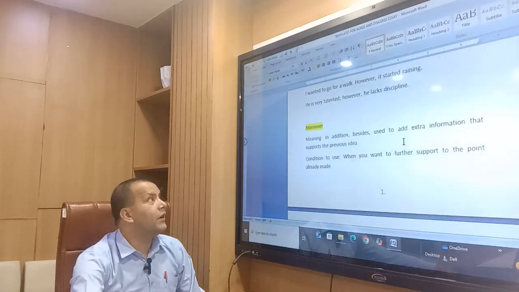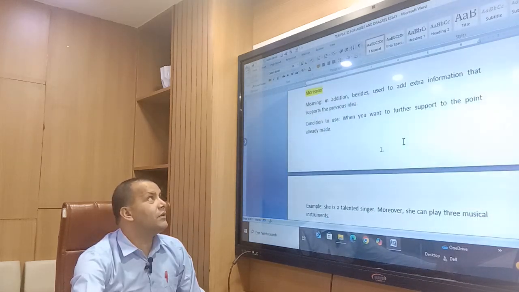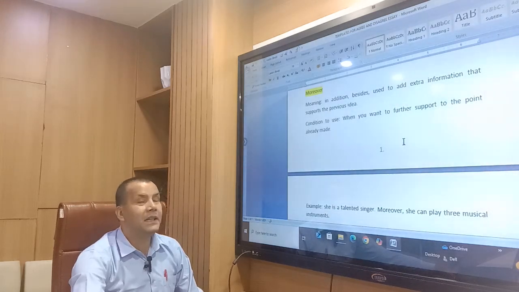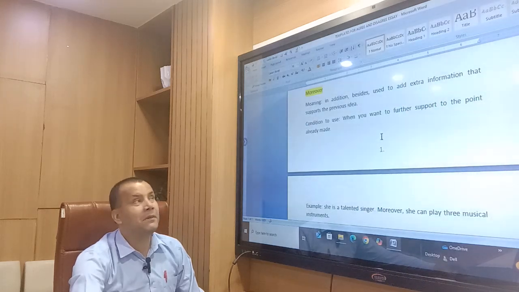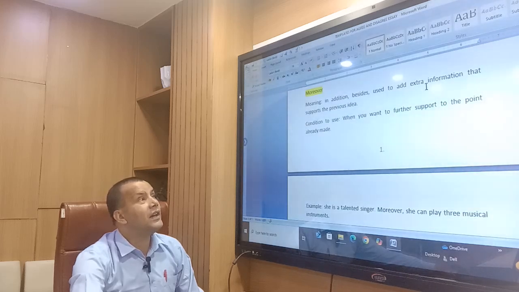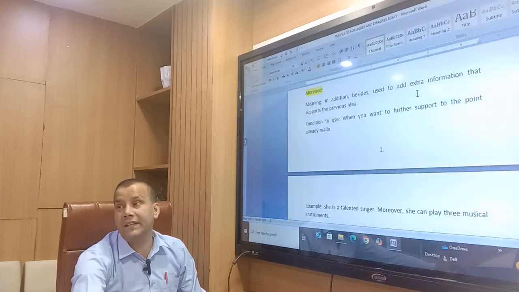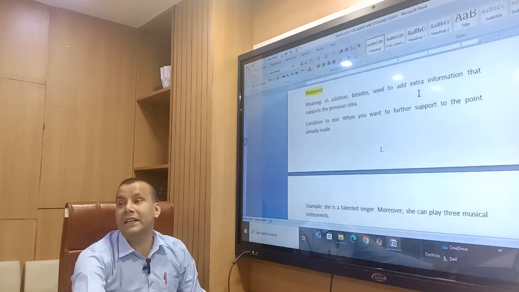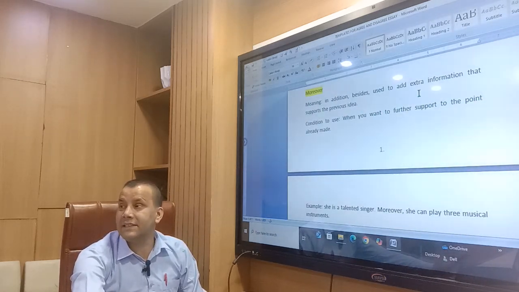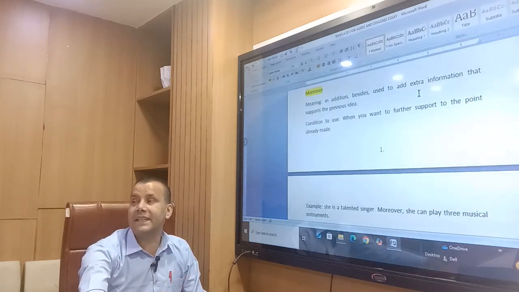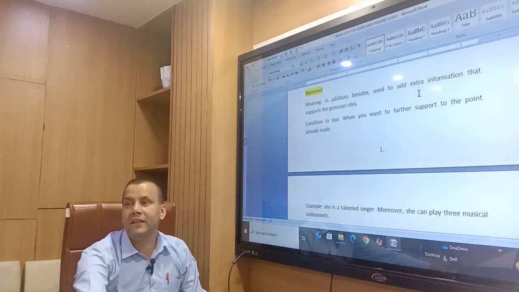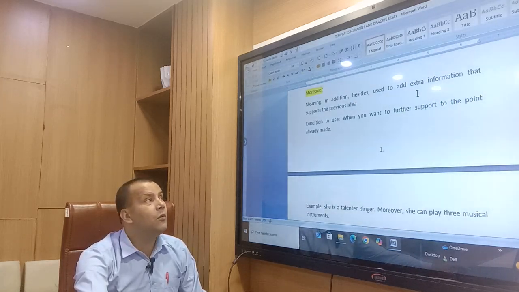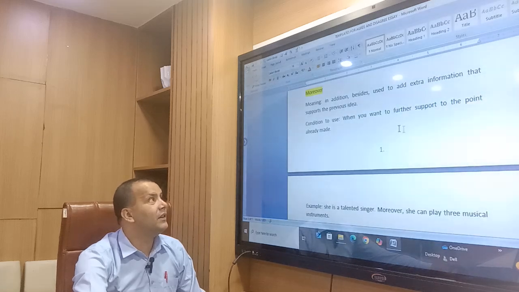Next, moreover. Moreover means Nepali यसको साथ-साथमा. Meaning, in addition, besides, यसको साथ-साथमा. Used to add extra information that supports the previous idea. Previous means पहिला भनेको idea लाई support गर्नको लागि. In IELTS writing task 2, if you have already said something, and if you want to support the things that you have said, we have to use moreover. Moreover means यसको साथ-साथमा. Okay.